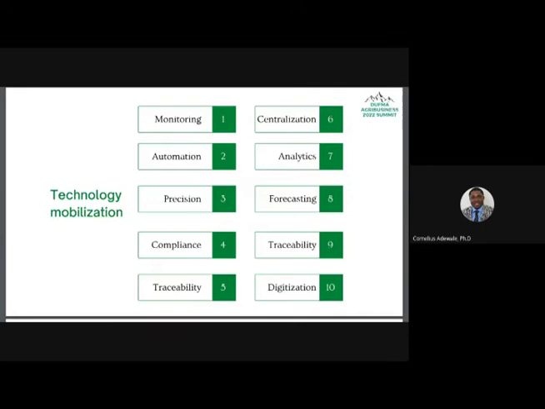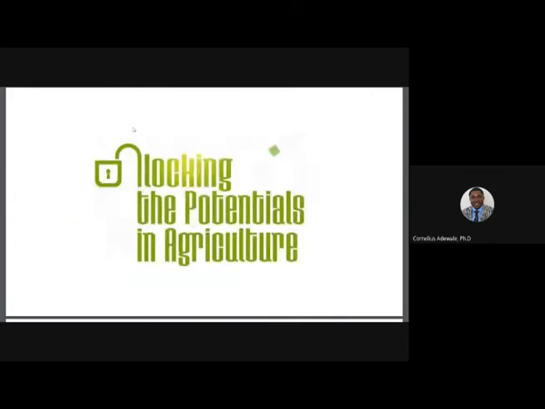Whether the area you want to choose is automation, precision, compliance, traceability or centralization, or different things where you can actually deploy technologies that are available right now, create a business or a company that solves more problems and creates more value in the long run.